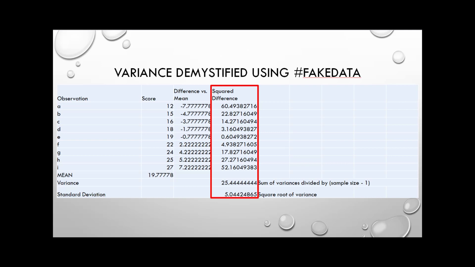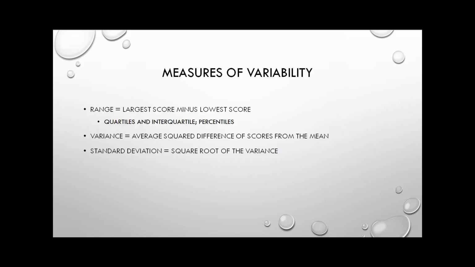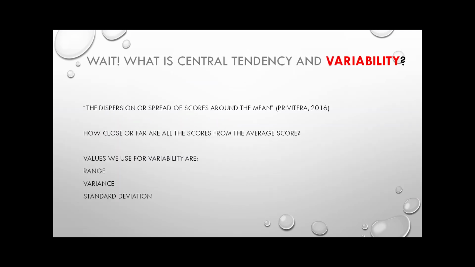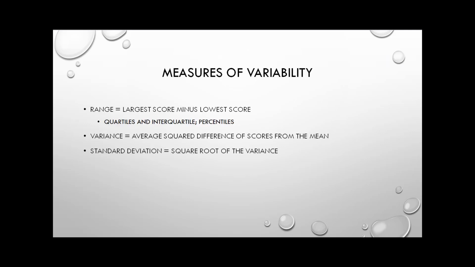We're going to do variance first, I guess. Range is the largest score minus the lowest score. So if your highest score is a 5 and your lowest score is a 1, then your range is a 4. You can also use things like quartiles and interquartile and percentiles. That's a topic that we can provide more on if you want.